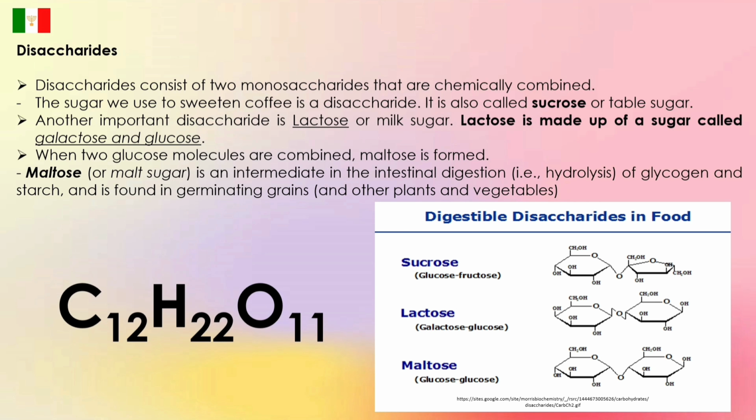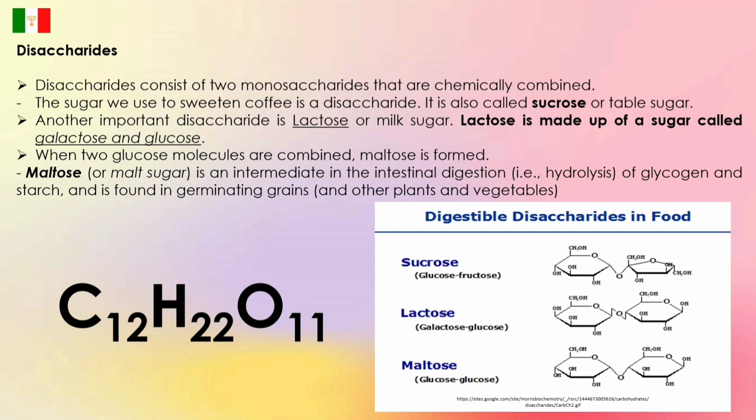The next classification of carbohydrates is disaccharides. Disaccharides consist of two monosaccharides that are chemically combined. The sugar we use to sweeten coffee is a disaccharide. It is also known as sucrose or table sugar. It is also called cane sugar. This is the sugar found in sugarcane or sugar beet. Sucrose is the most abundant among naturally occurring sugars. It is an important source of dietary carbohydrates, and this is made up of glucose and fructose.